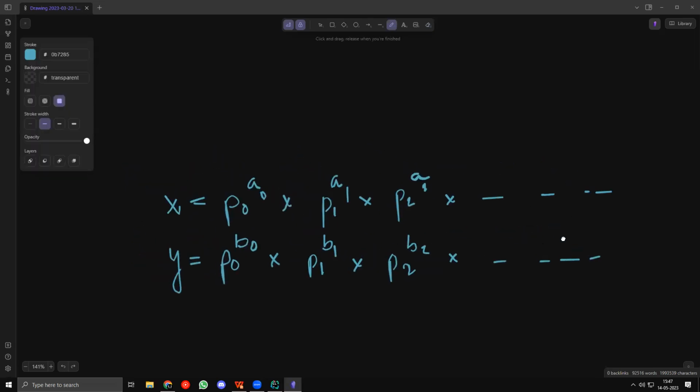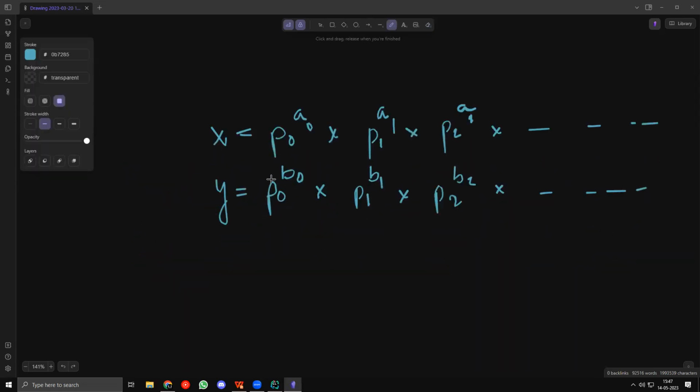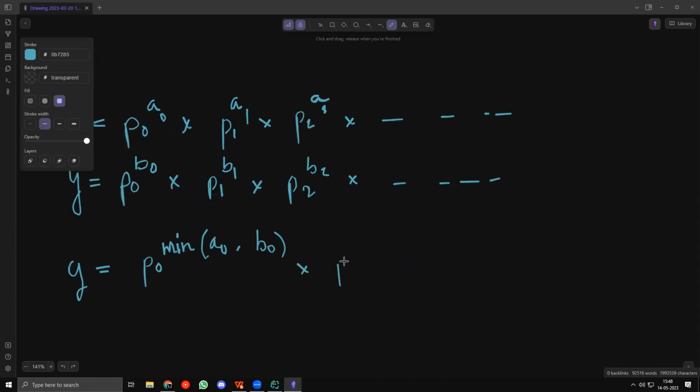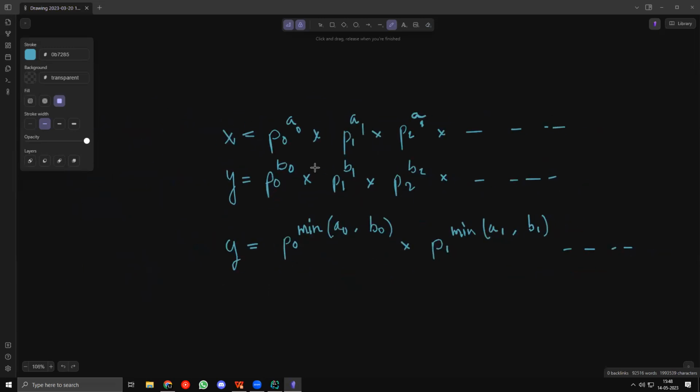Well, it actually turns out the greatest common divisor G will be equal to P0 power min of A0 comma B0, and P1 power min of A1 comma B1, and so on, right? This is just the GCD. Like, you'll take these two numbers, you'll take the minimum and you'll take the power, and so on. Let me explain this by dry running it.